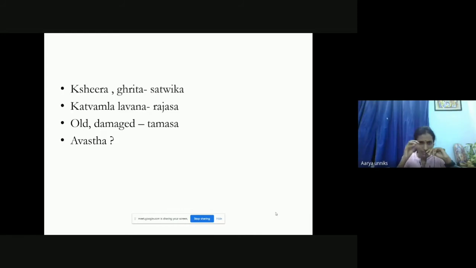We have seen kshira and ghrita are the best examples of sattvika ahara. So what is that avastha which enables the so-called sattvika ahara to become sattvika in the sharira? Katu, amla, lavana will be rajasa in the sharira. Old and damaged food will cause tamas in the sharira. But in certain conditions, even while having katu, amla, lavana ahara, some people may not be affected so much with rajasa guna and tamas. So what is this avastha? The specific avastha which Ayurveda gives so much importance to is the agni. It is all dependent on agni bala, how these things we take in act.